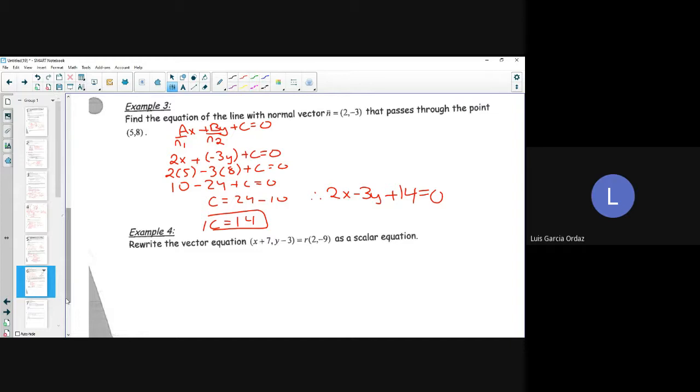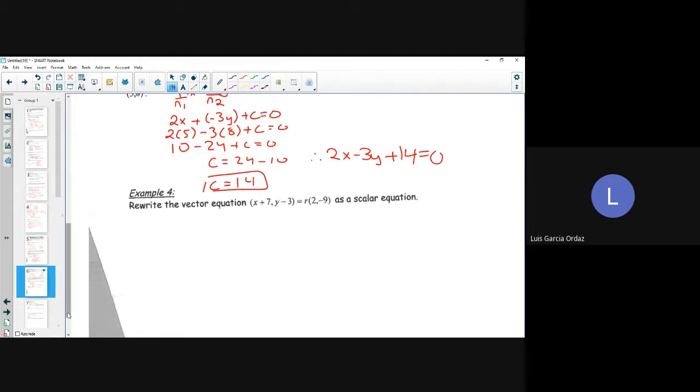So now I want to rewrite a vector equation, x plus 7, y minus 3, comma r times the vector 2, negative 9 as a scalar equation. So remember, my scalar equation can be represented as ax plus by plus c is equal to 0. So let's identify some things first. What is the points that we're going to be using? If I solve for x and y on my left side, what is my points that I'm going to be using?